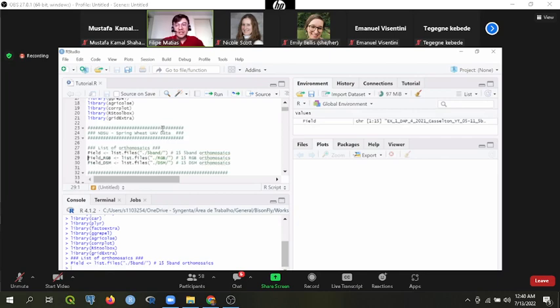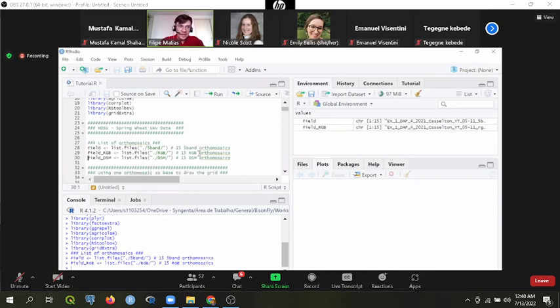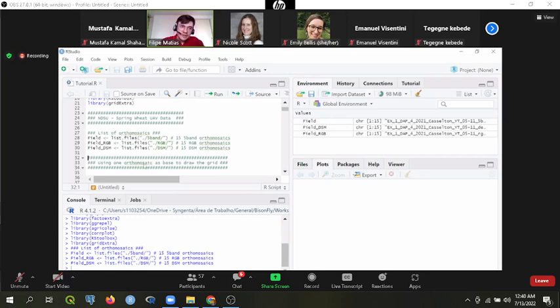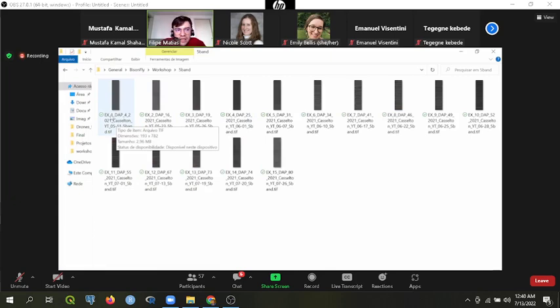We can start the first part in the code, which is to bring into R all the 15 bands, or for example, the 15 orthomosaics that we have in our folder. In this case, we have these 15 flights. How are they classified? Normally I put the number from the sequence of flights. So this is flight number 1.